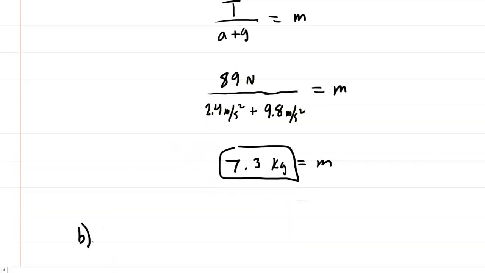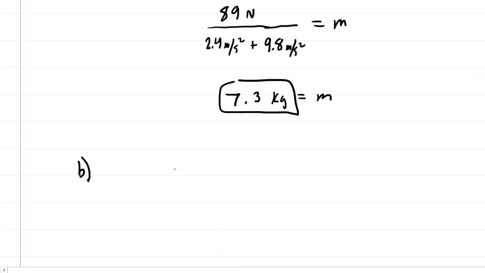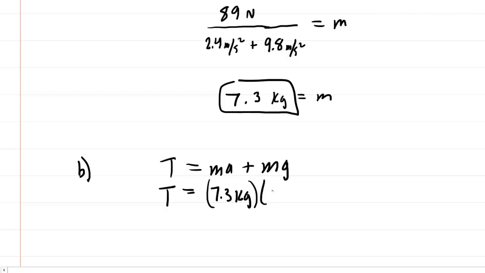So we go to part B, and we can return to our Newton's second law equation that we derived earlier. This one right here: tension was equal to ma plus mg. Now we're going to use the mass that we obtained in part A of the question. Presumably the mass has not changed, so we have 7.3 kilograms. Again, the acceleration is upward, so it's going to have that positive value. It's 2.4 meters per second squared plus the mass times g.